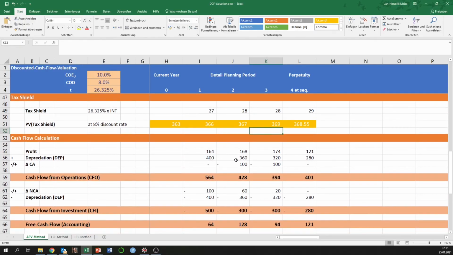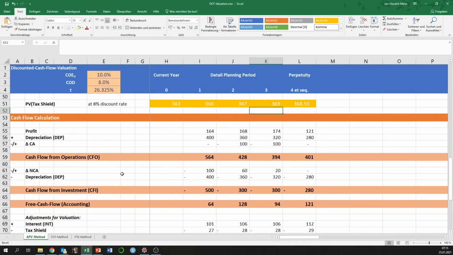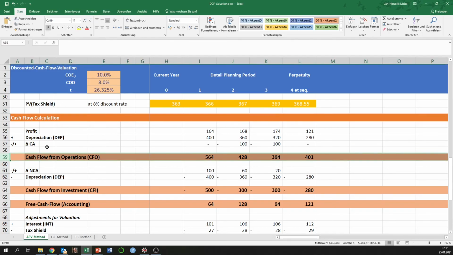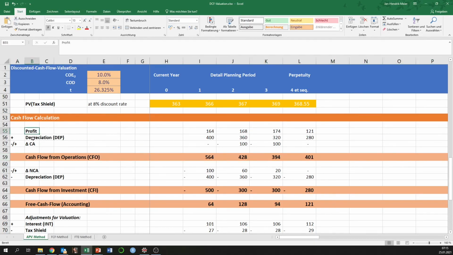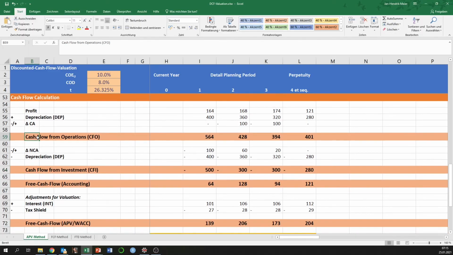Then we go into the cash flow calculation. And of course the cash flow calculation should be very much the same as we note from accounting. So first we calculate the cash flow from operations. It's like profit plus depreciation minus plus the change of current assets. Then we have the non-current assets and the depreciation, which gives the cash flow from investment, and both together will give the free cash flow as we know it from accounting.